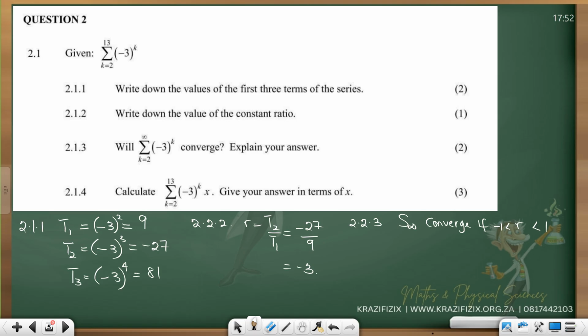So will this converge? Look at your R. Your R is what? -3. Will it converge? No. Answer is no. Explain. R does not obey -1 less than R less than 1, and you are done. Don't write too many stories that R is now less than -3, -3 is greater. Just R does not obey that rule.